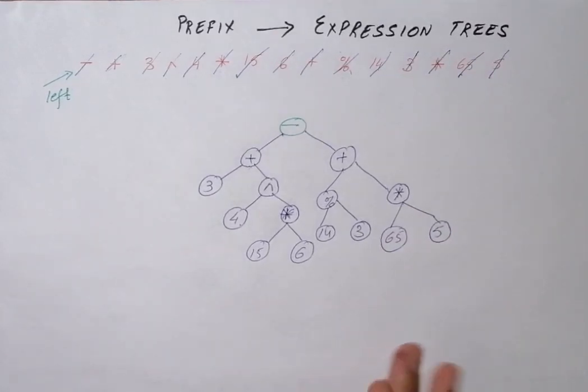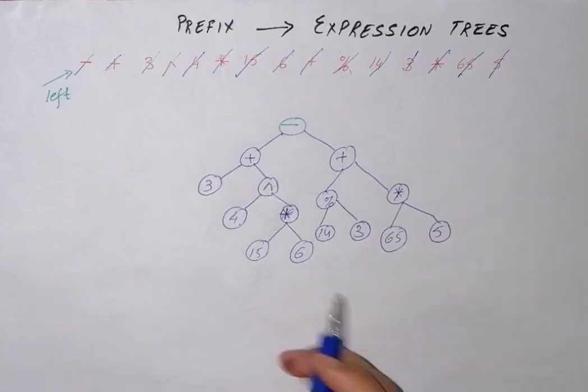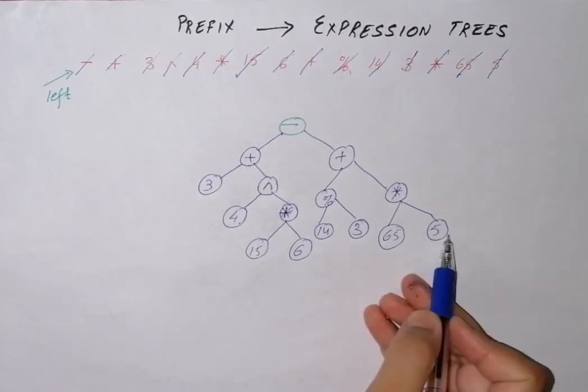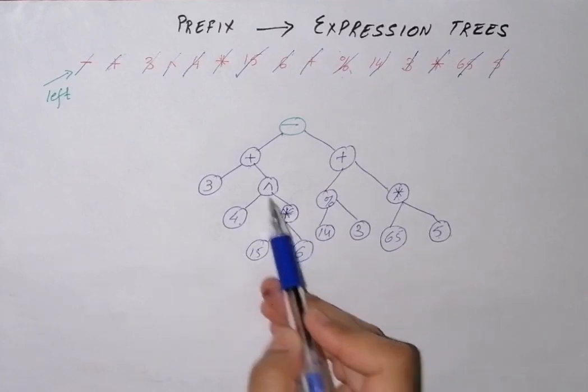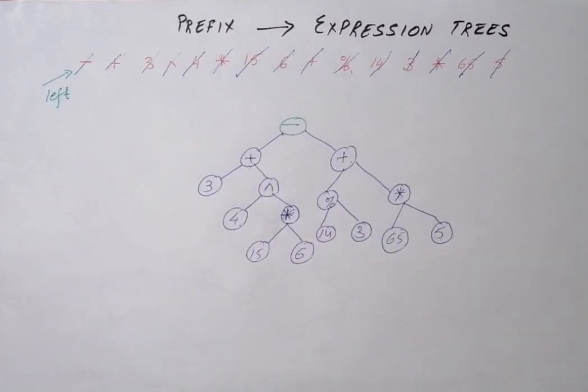Now you can see this is a valid binary tree, and we can say this for sure because all the leaf nodes contain operands and all the intermediate nodes have operators as their values.